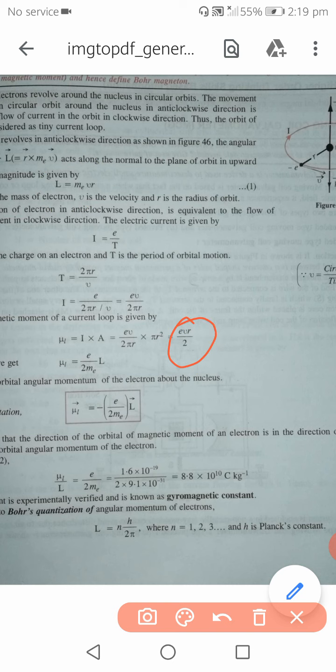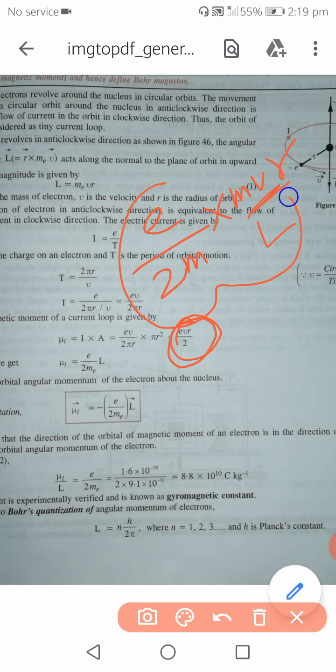This expression can be written as e by 2m into mvr. The m gets cancelled, so we get evr by 2. Why are we doing so? So that in place of mvr we can write L. So in place of this we can write e by 2m into L.